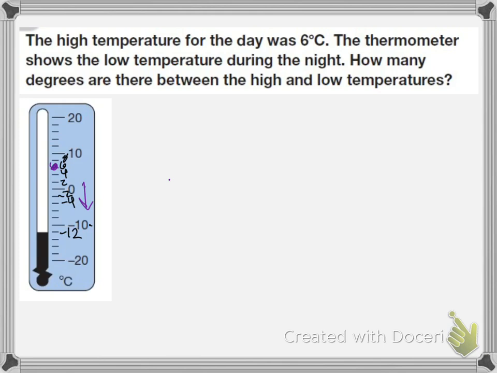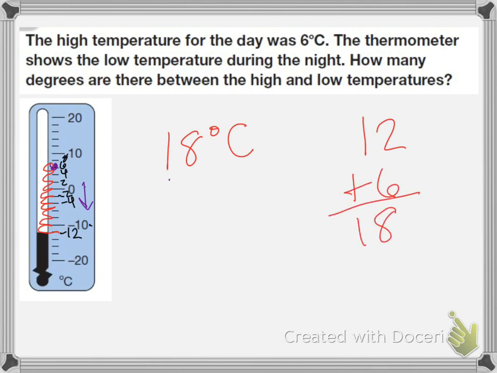To find the difference in between the two, I can count down. So I start at 6 and I go 2, 4, 6, 8, 10, 12, 14, 16, 18. The difference between the high, 6 degrees, and the low, -12 degrees, is going to be 18 degrees Celsius. Another way to think of it is you can actually add 12 plus 6, which equals 18.